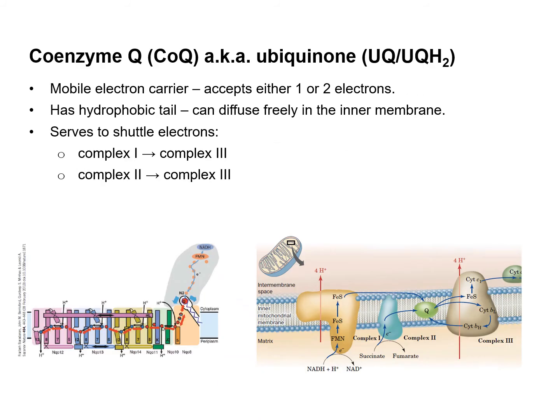So the next player in the path of electron transfer is coenzyme Q, also known as ubiquinone, UQ, or UQH2. This is a mobile electron carrier, and it accepts either 1 or 2 electrons, and it has a hydrophobic tail, so it can diffuse freely in the inner membrane. It accepts the electron from complex 1, which is shown right here, and it serves to shuttle the electrons through coenzyme Q from complex 1, or complex 2, to complex 3.